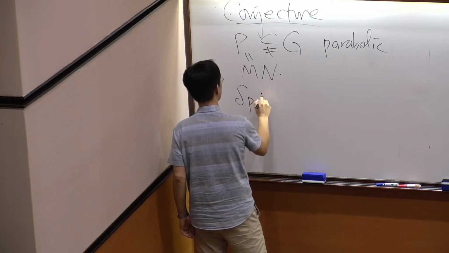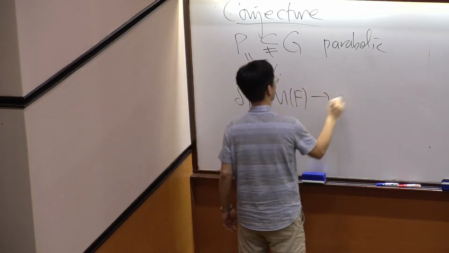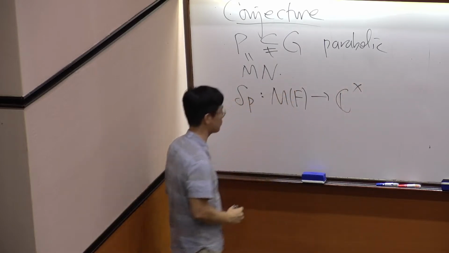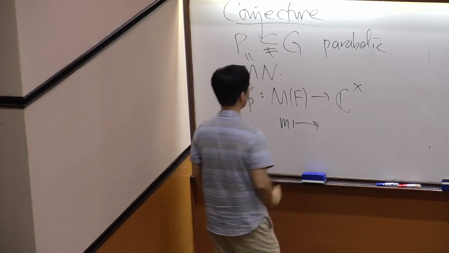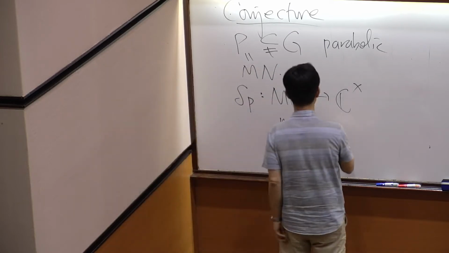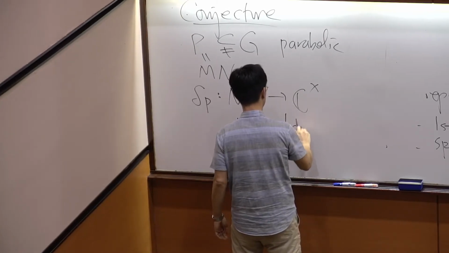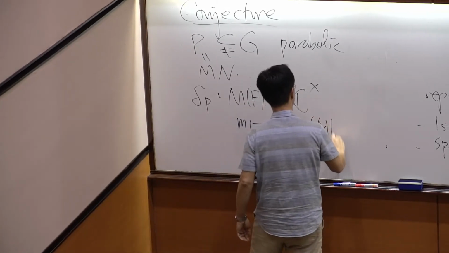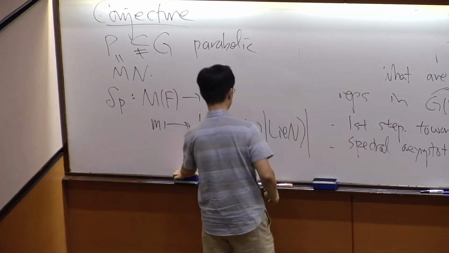And delta P, the modulus character, I'll just recall the definition, which is going to be important. So if I have an element of the Levi, then by adjoint action, M acts on the unipotent radical. So I look at the determinant of this action on the Lie algebra of N and take the p-adic absolute value.